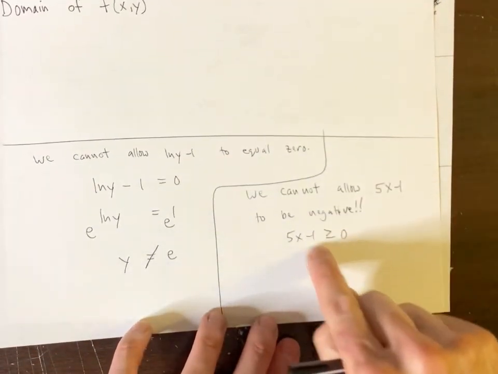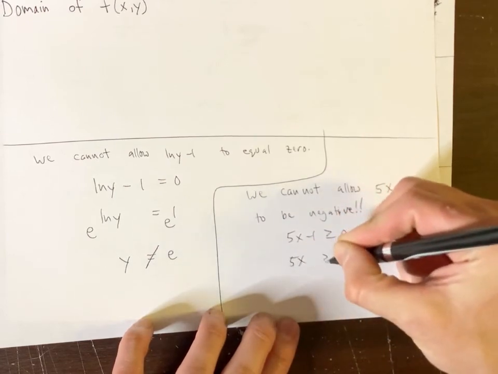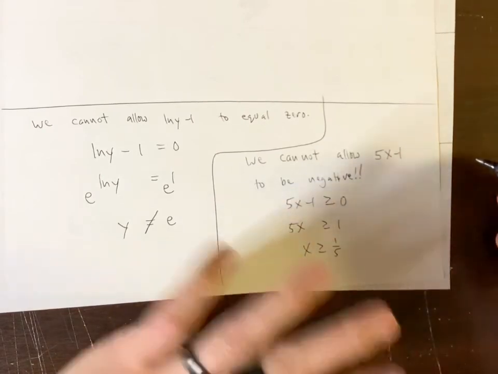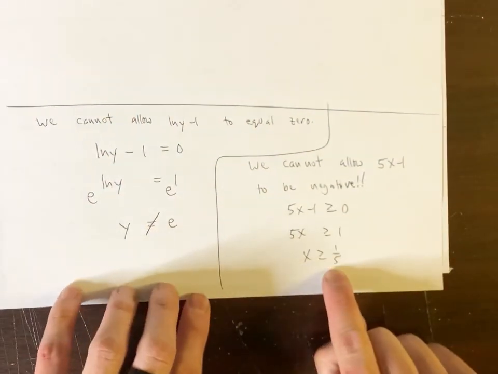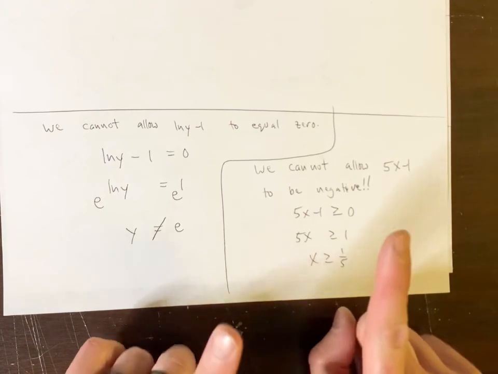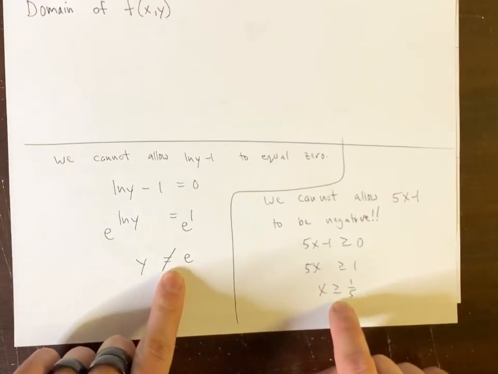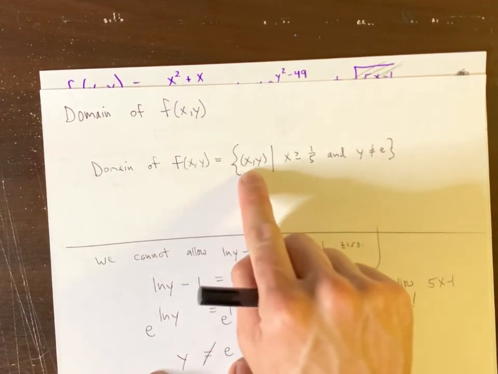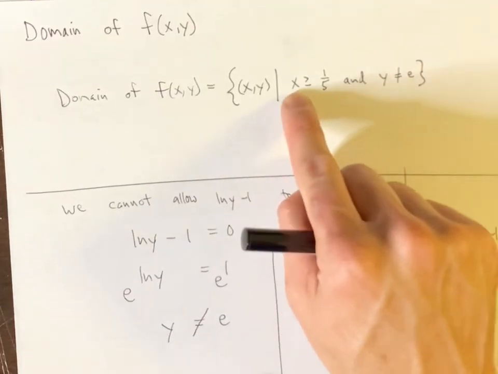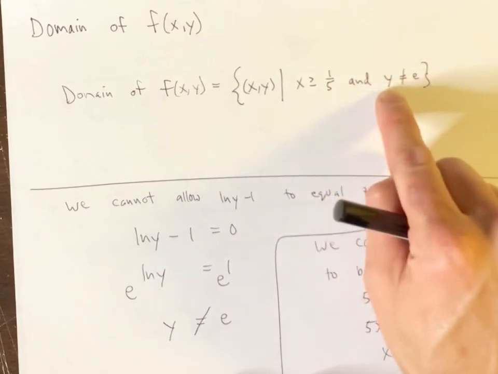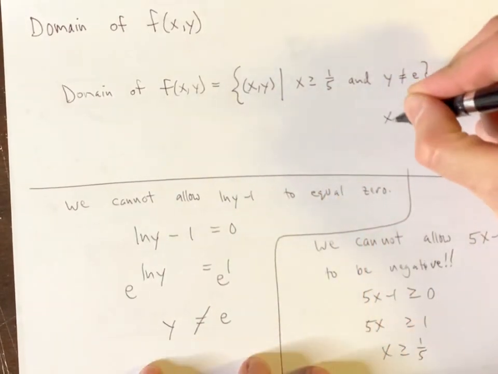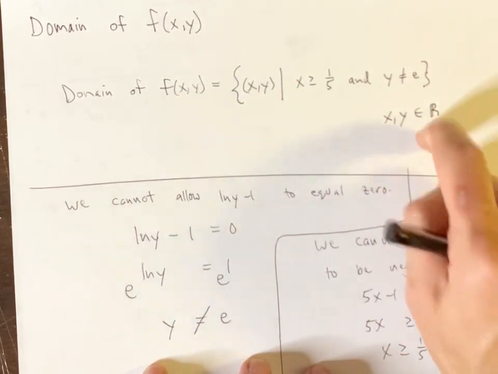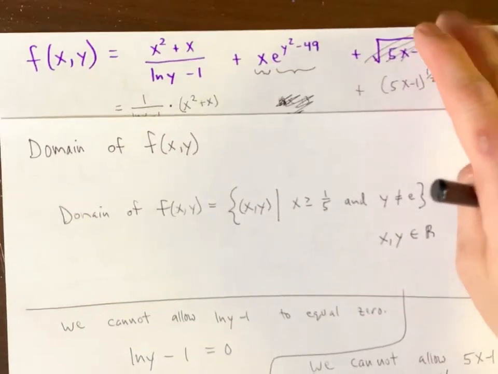So solve this inequality by adding 1, and then of course dividing by 5. So x has our permission to be any number in the world that's greater than or equal to 1/5. And I submit to you that these are the only restrictions that must be respected. So I'd argue that this would be our domain. Our domain for function f is the ordered pairs x and y, such that x is greater than or equal to 1/5 and y is not e. And I don't know if you have to tell them things like x and y are real numbers. I'm not sure if you guys are doing that, but anyways, that's the domain for this function f.